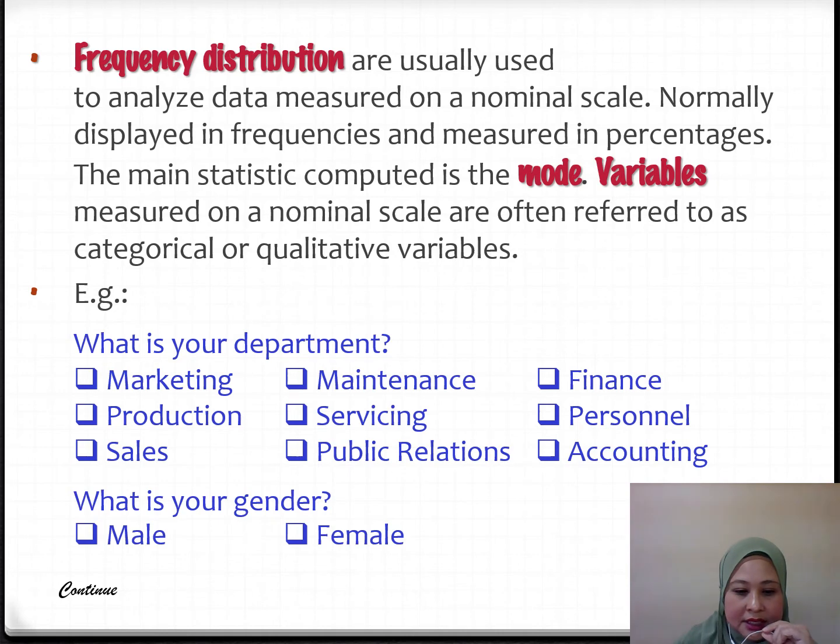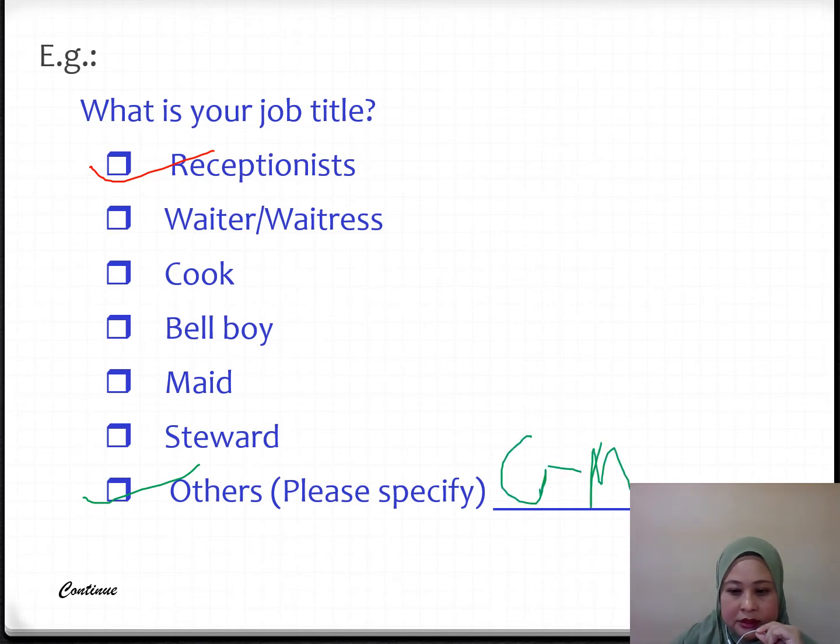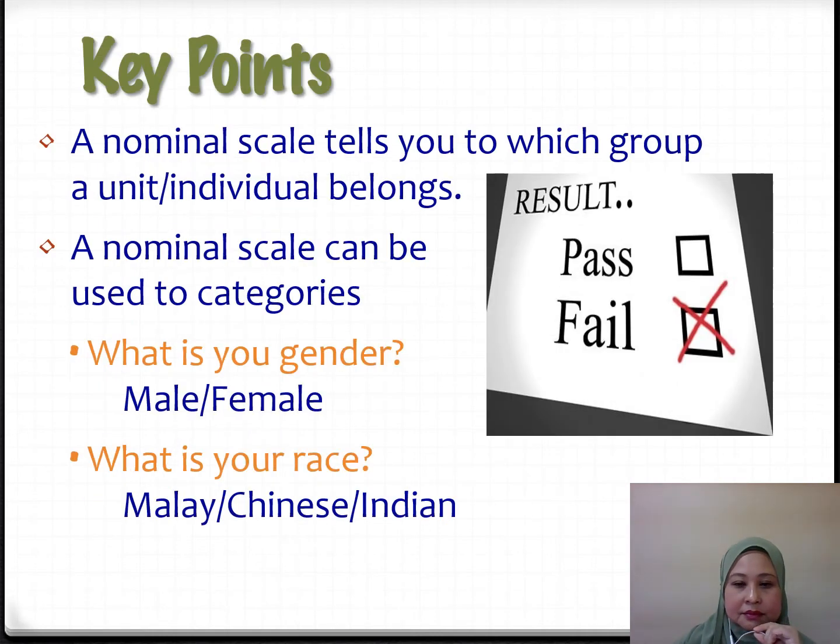So you can answer that here. What is your gender? You can put female. What is your department? Probably salesperson, or you can answer receptionist. Or some people might answer others, and they will write, for example, GN. This is a key point of the nominal scale.